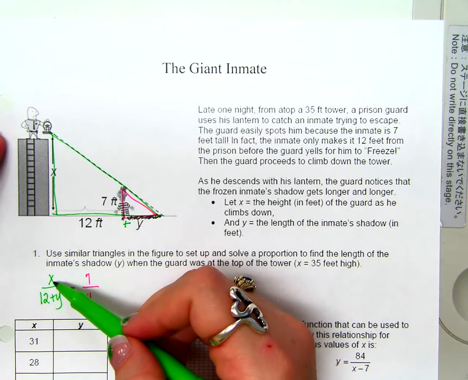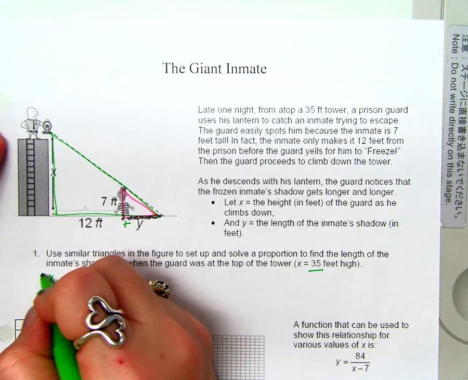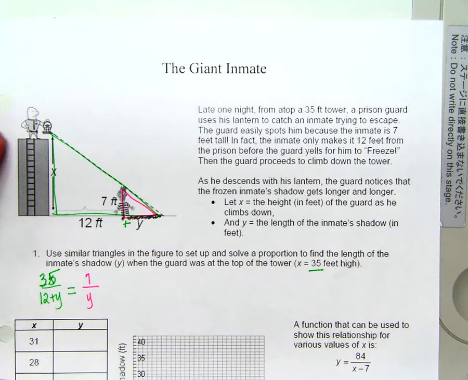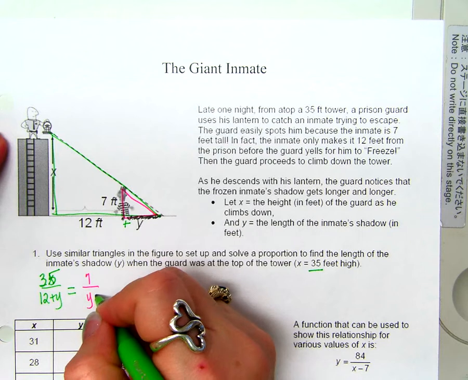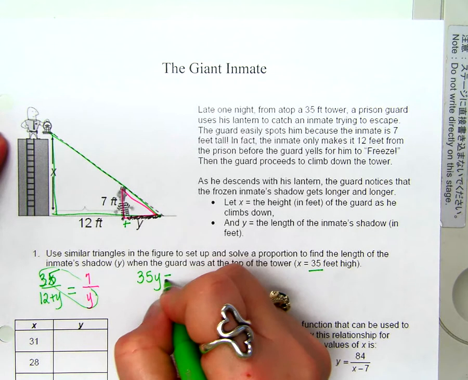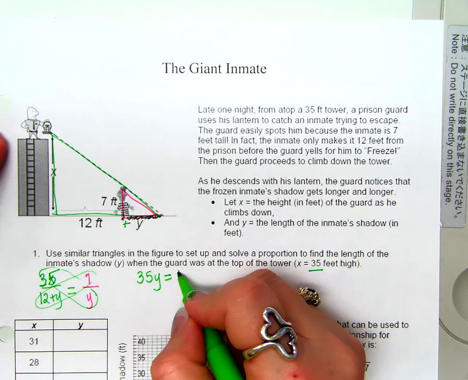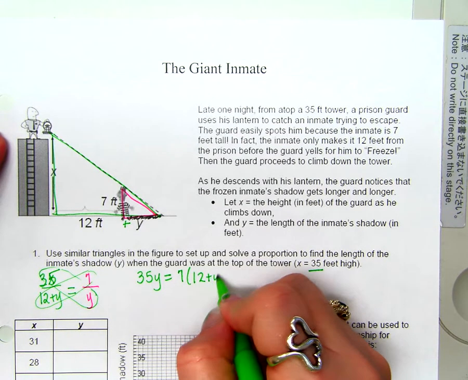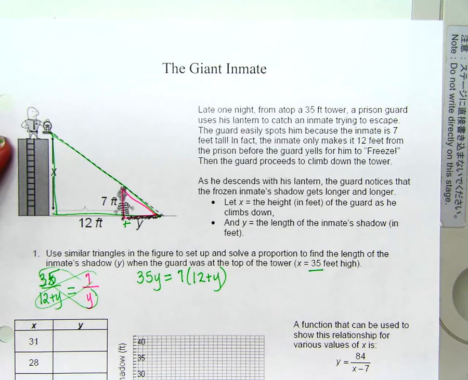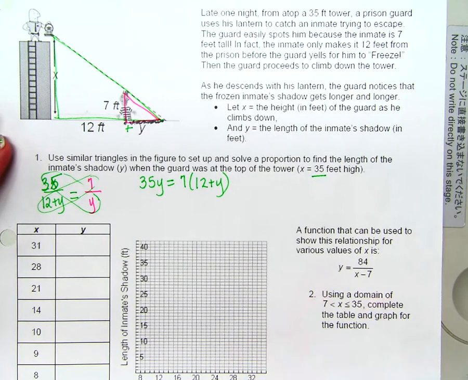Do I know X? What is X? How do you know that? Because it tells us the guard is at the top of the tower, right? So let's go ahead and change that to 35 and not just X. So that when I do cross multiply, here I get 35Y equals this part, 7 times 12 plus Y. Everybody okay so far?